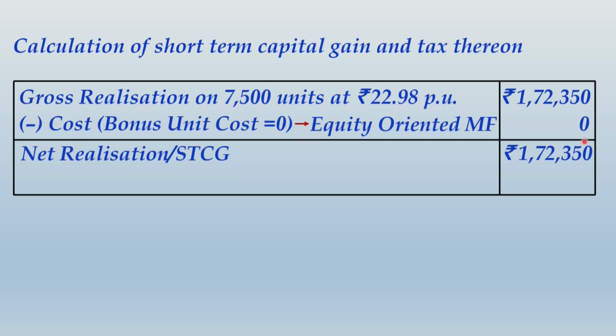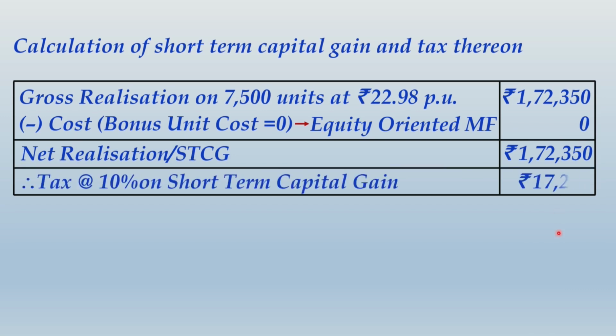So your net realization will be your short term capital gain, because no cost is being deducted. You got these units for free. So the short term capital gain is the entire amount of net realization, which is 1,72,350, and tax will be 10% on that short term capital gain, that is 17,235. So friends, take note of this calculation also, and then we move ahead.